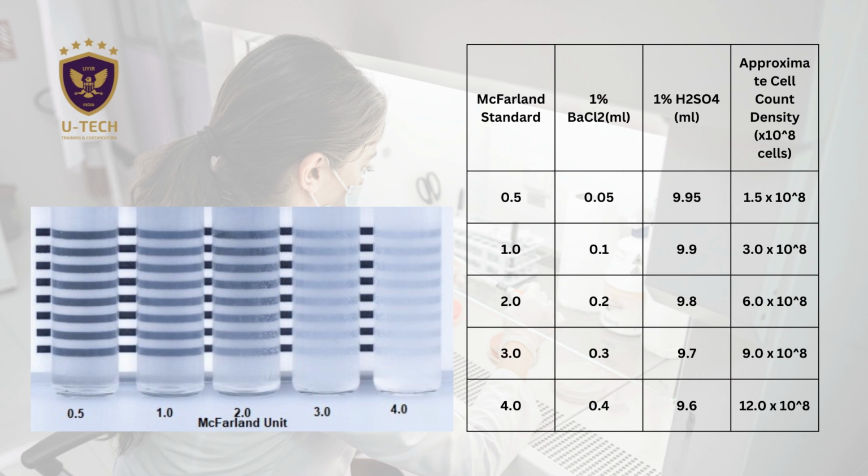McFarland standard is a chemical solution of barium chloride and sulfuric acid. The reaction between these two chemicals results in the production of a fine precipitate, barium sulfate. When shaken well, the turbidity of a McFarland standard is visually comparable to a bacterial suspension of known concentration as indicated here.